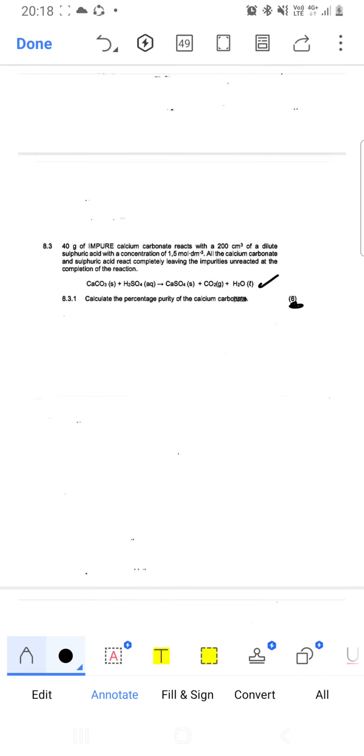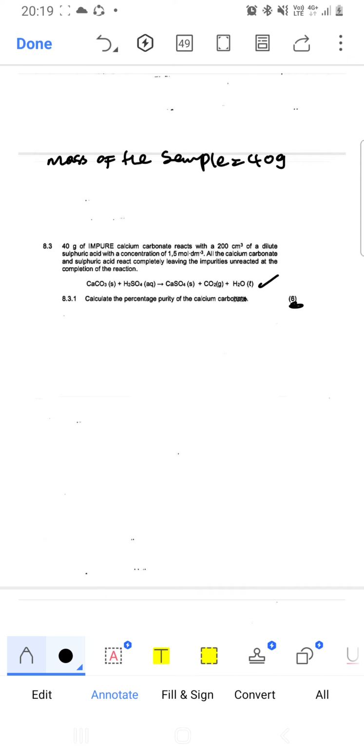So what is percentage purity? Percentage purity is the measure of the desired substance within an impure sample, right? So we have the mass of what? Of the sample as 40 grams. And then again, we have the volume of the sulfuric acid as 200 cm³. And then we have the concentration of the sulfuric acid as 1.5 mol/dm³.